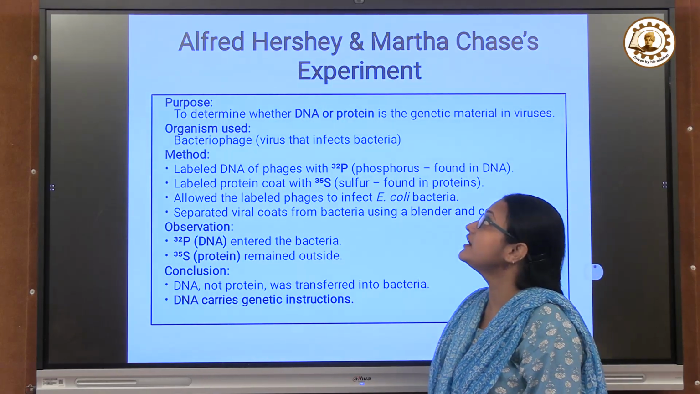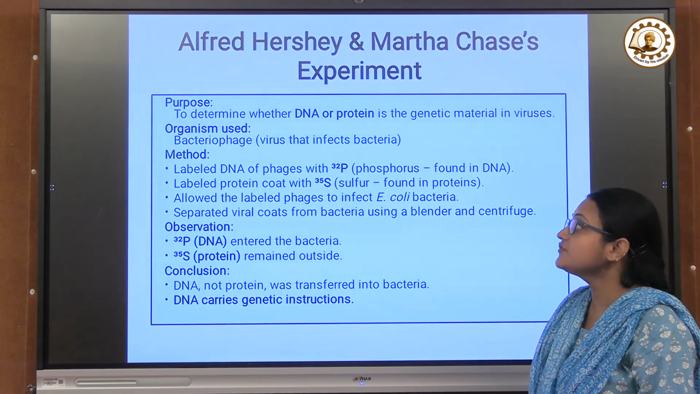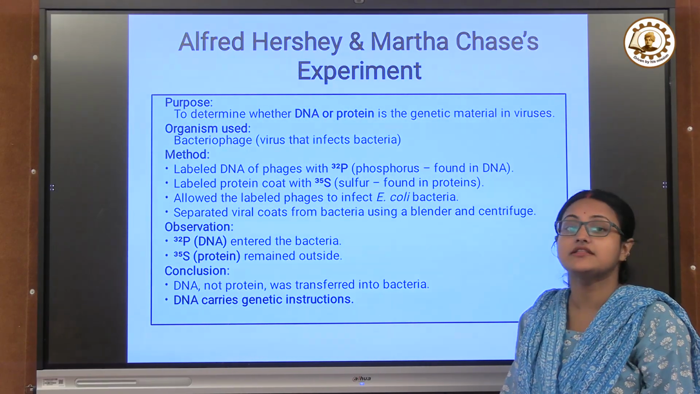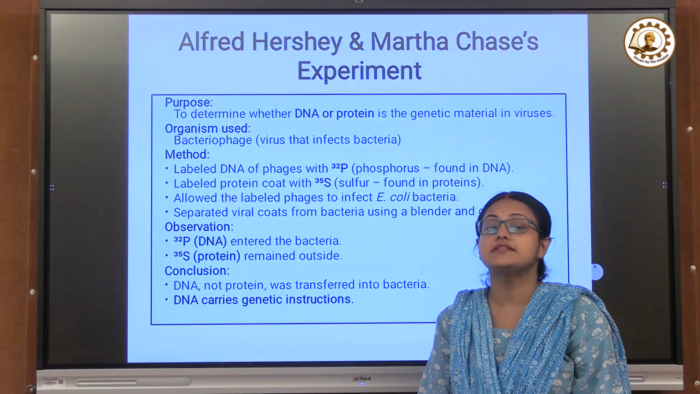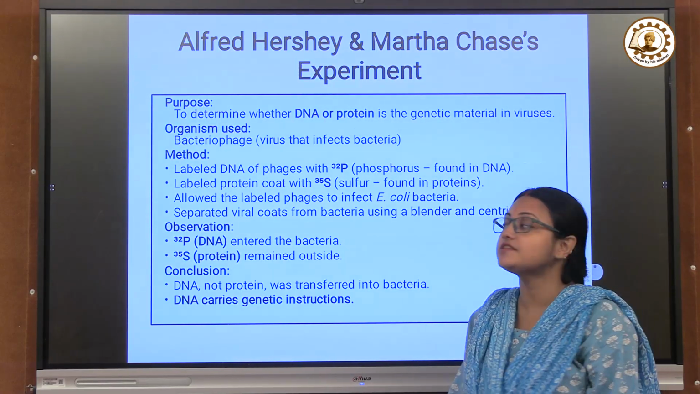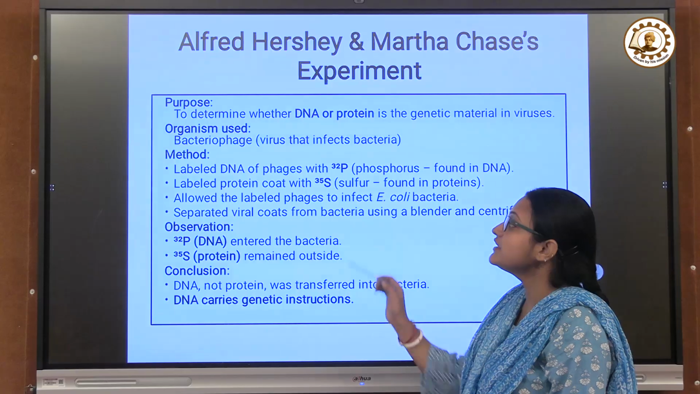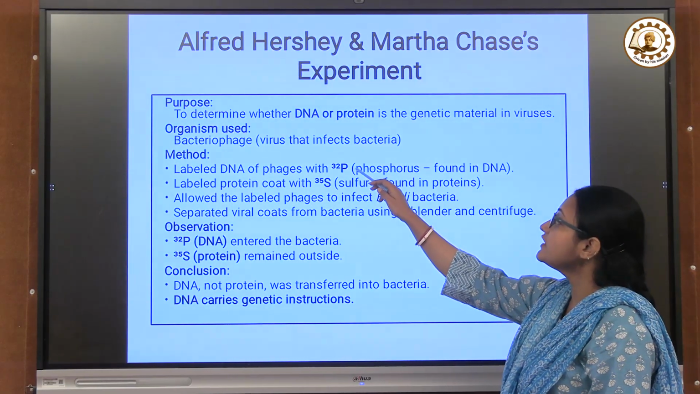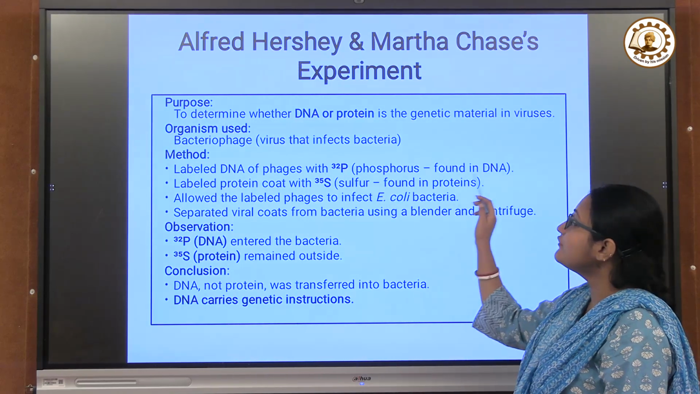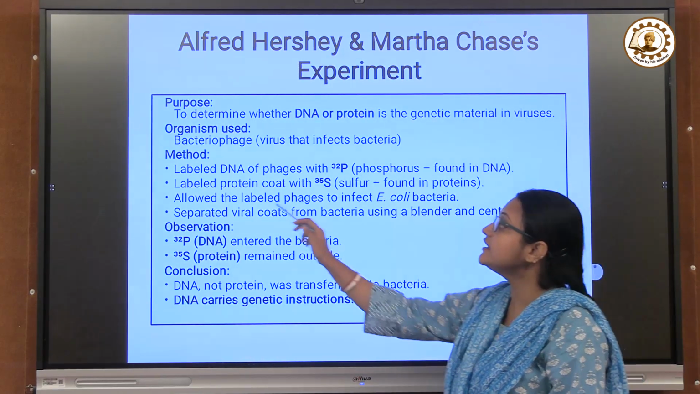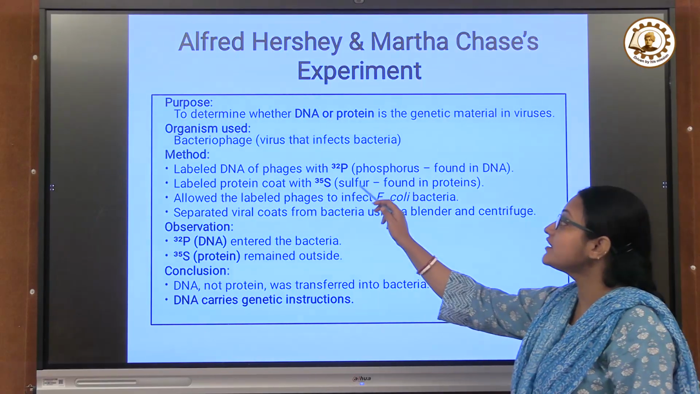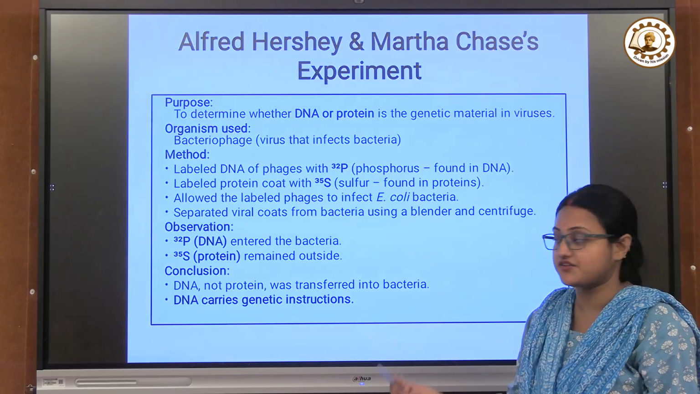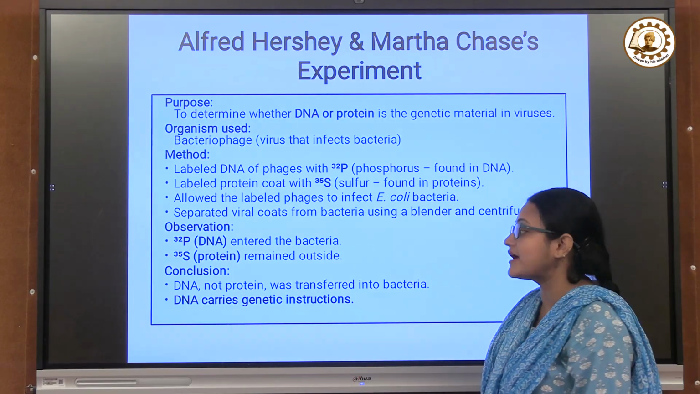The last experiment was the Hershey and Chase experiment. It is to determine whether DNA or protein is the genetic material in the virus. So they used bacteriophages, which infect bacteria. It is a virus. They used phages with DNA labeled with phosphorus-32 (P32) and protein coat labeled with sulfur-35 (S35), and allowed them to infect the E. coli bacteria, because bacteriophages infect the bacteria.